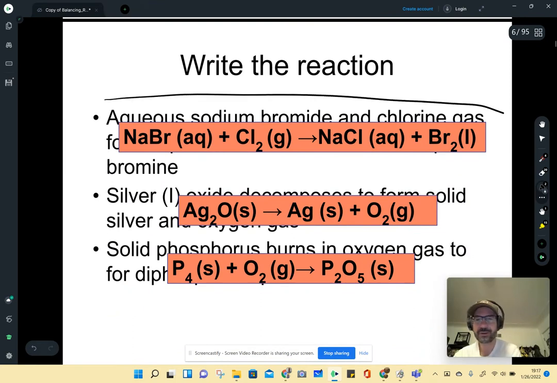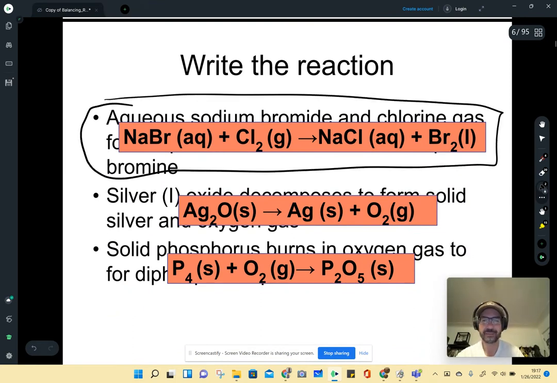So this is the equation right here that we were asked to write before. I know you guys, we haven't really gone over balancing equations. I'm just giving you some background, don't freak out. So if we were going to write that out, aqueous sodium bromide, well, NaBr, sodium bromide, and we put aq to show that it's dissolved in water. Chlorine gas, we put g to show that it's a gas. NaCl, sodium chloride, is aqueous, dissolved in water. And then we get liquid bromine.